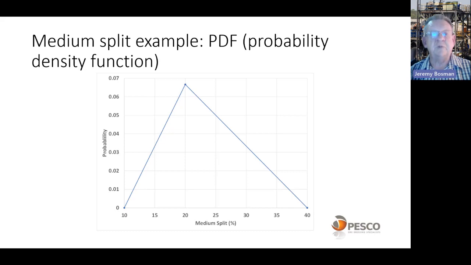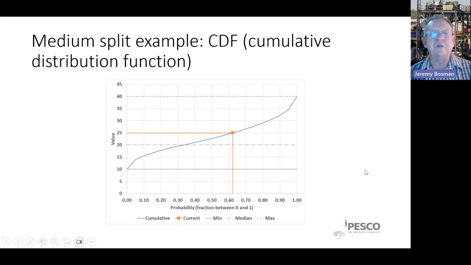The highest point of the triangle is at 20, because that's the mode, the most likely, and the maximum value is down at 40. Then to do the simulations, we convert this into a cumulative distribution function. We generate a random number. So on the x-axis there, between 0 and 1, we've got a random number. And as we generate the random number on the curve, we read off what the value is.